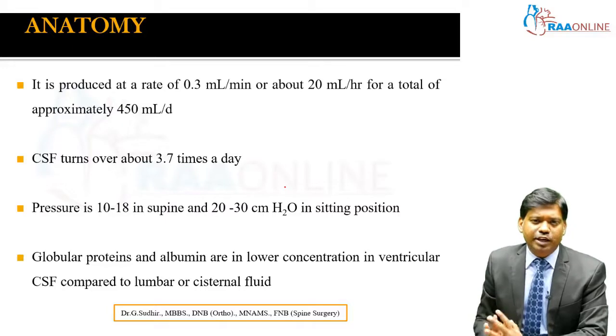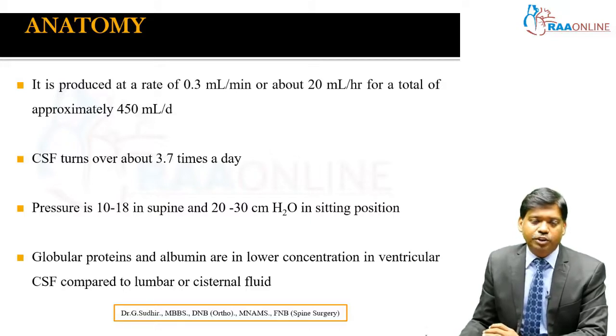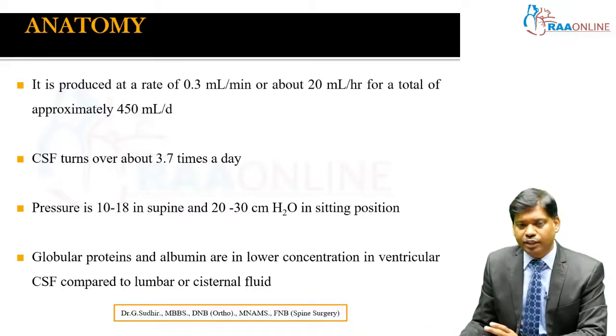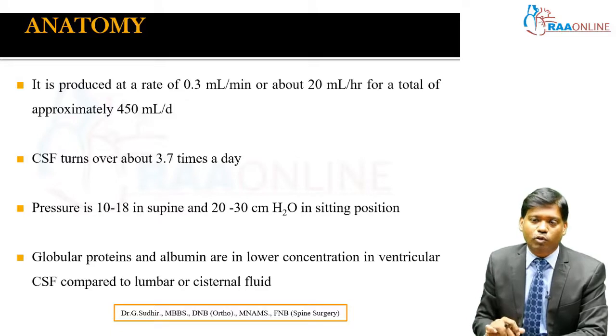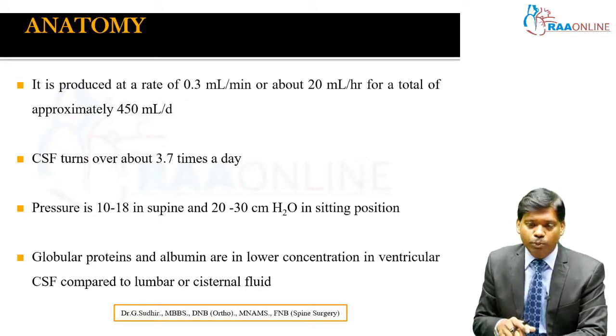It is produced at a rate of approximately 0.3 ml per minute, or about 20 ml per hour, for a total of approximately 450 ml per day, and the CSF turns over about 3.7 times a day. The average pressure is about 10 to 18 in supine and 20 to 30 centimeters of water in sitting position, and globular proteins and albumin are usually in lower concentration in ventricular CSF compared to the lumbar or cisternal fluid.